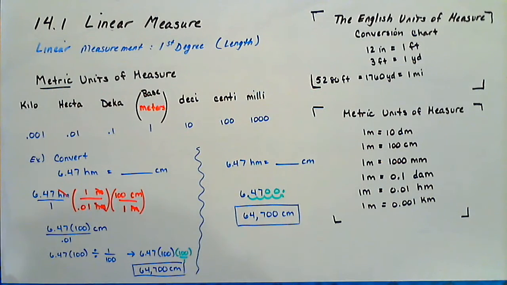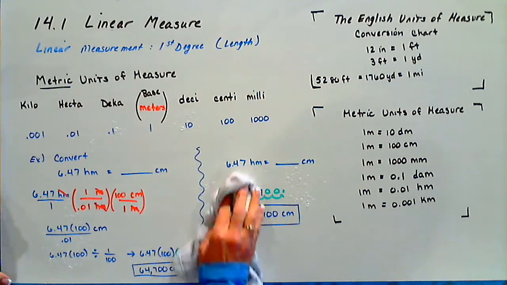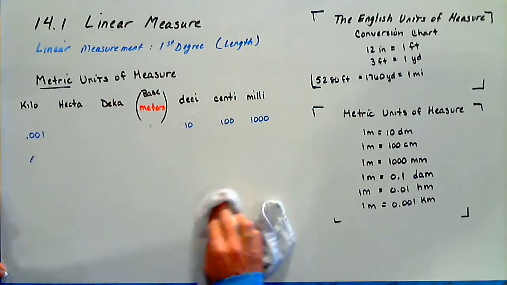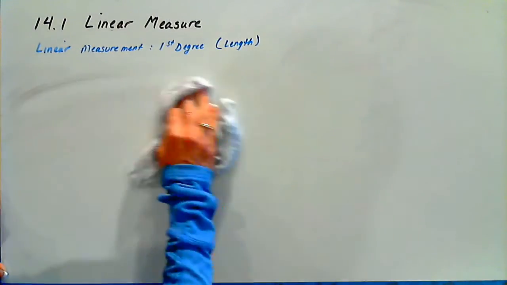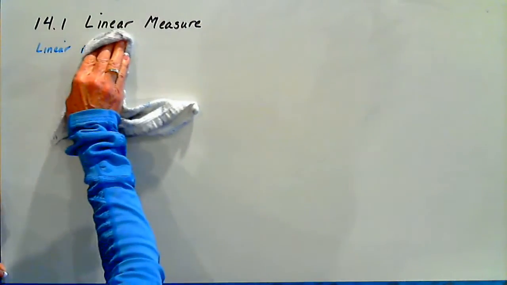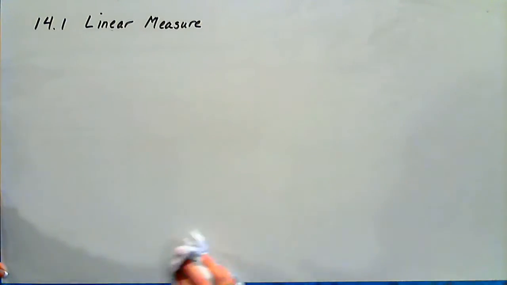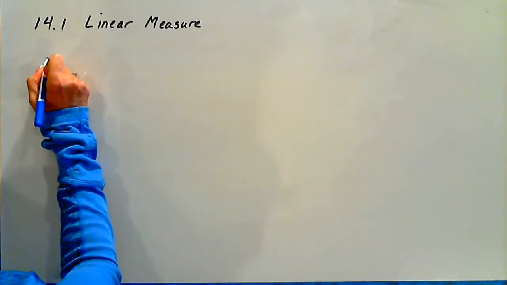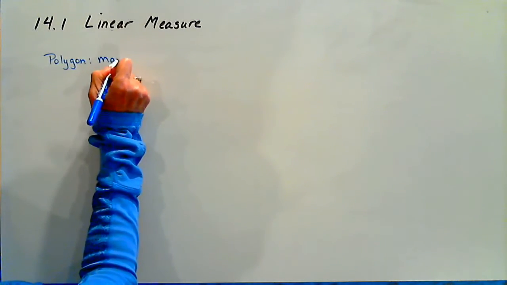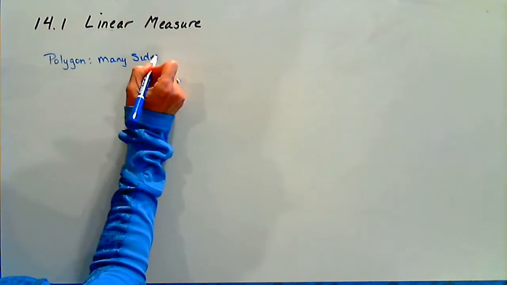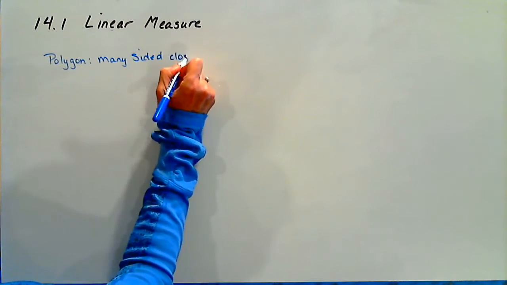Now let's talk about how we use the linear units of measure in our geometry. We're going to be looking at polygons, which are all line segments, and then we'll look at a circle, which is not made out of line segments. Okay, so we're always looking at first degree because it's one-dimensional. We're talking about length. So let's look at polygons. Well, we know what a polygon is. It's got many sides. So it's a closed figure.